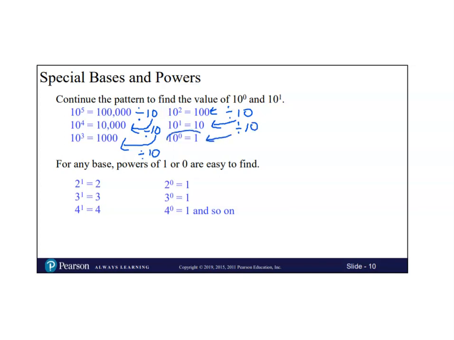Okay, and so this is a very interesting one. 10 to the 0 power is 1. Same thing, anything raised to the first power is always going to be itself. Anything raised to the 0 power is always going to be 1. This is one of those that tricks a lot of people. If I say 1 million and I raise it to the 0 power, it's 1. Negative 3 to the 0 power, 1. Negative 1 to the 0 power is 1. Anything raised to the 0 power is going to be 1.